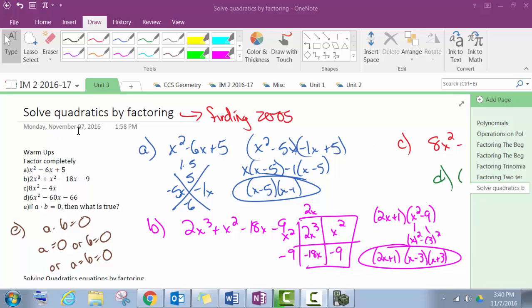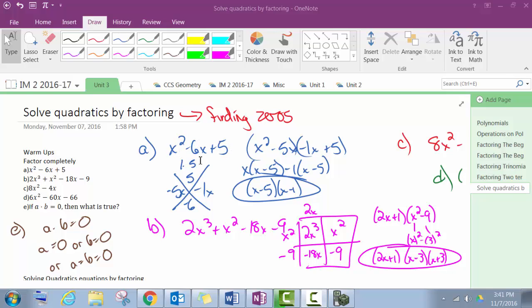Now we're going to start solving quadratics by factoring. So we're going to use all our factoring skills and find the zeros of our quadratics. So you're going to see that we can find it without using our calculator. So letter A, we need to factor x squared minus 6x plus 5.